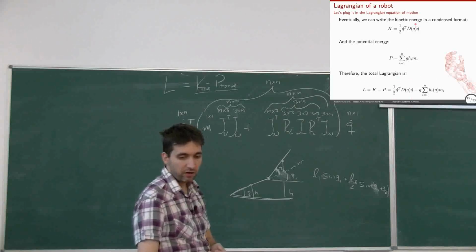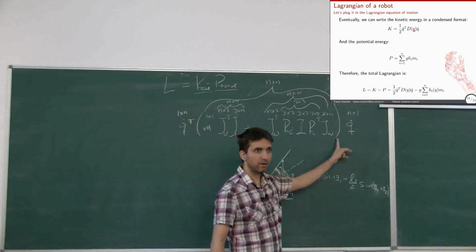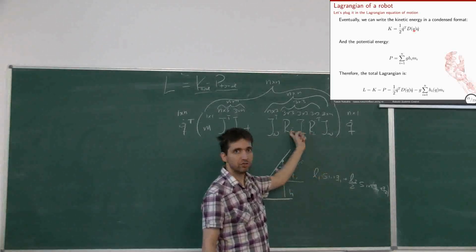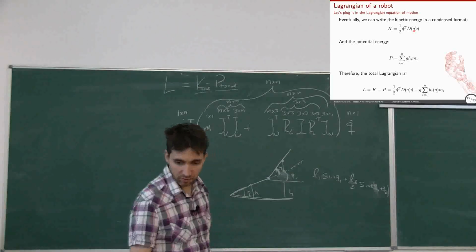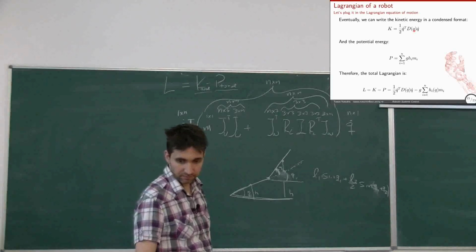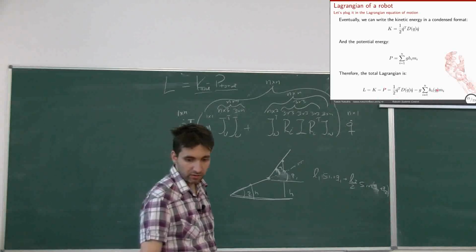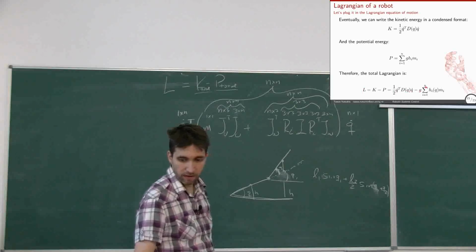Now here I wrote D depending on Q. You remember why? Because these things here depend on Q, the position of the joints. The transformation matrices depend on the position of the joints, and the Jacobians. We'll see that this is important. The total Lagrangian will be this thing in a very condensed form. And we know how to calculate D, we know how to calculate all these things.